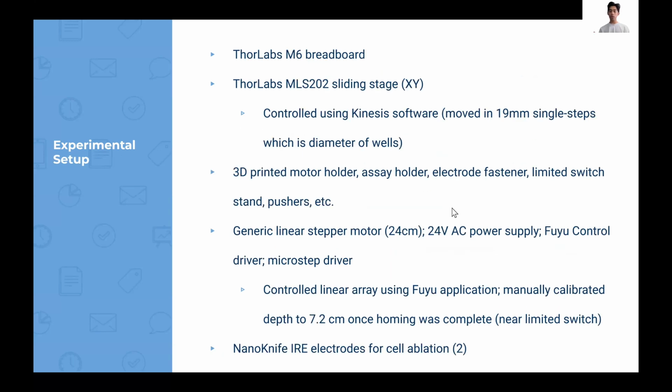Moving on to our experimental setup. On our side, the setup was primarily mechanical and electrical things that needed to be set up, and we were using a variety of different components. We're just using a standard M6 breadboard, and we're attaching everything to this. We are using a Thorlabs MLS sliding stage for our XY stage, which you can control using the Kinesis software. It moves in a custom movement of single steps of 19 millimeters, which is the diameter of the wells, so we can move it in sequential amounts and be centered each time.